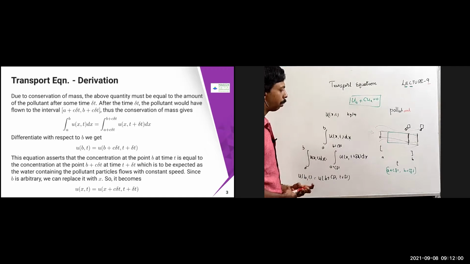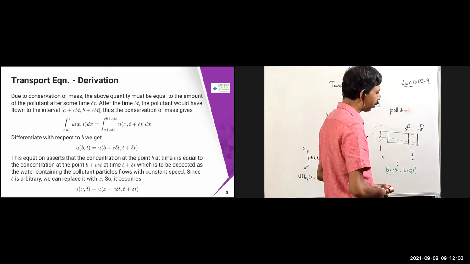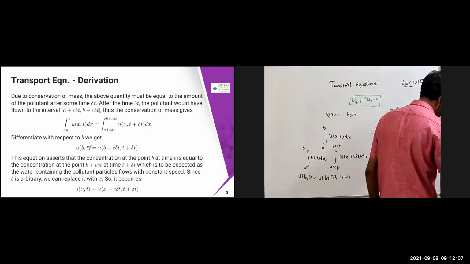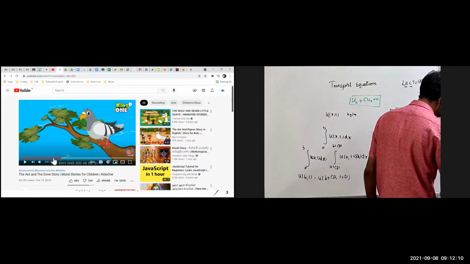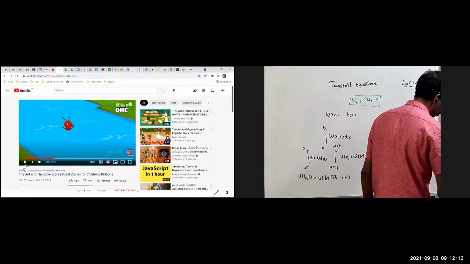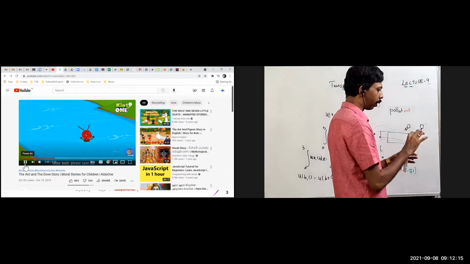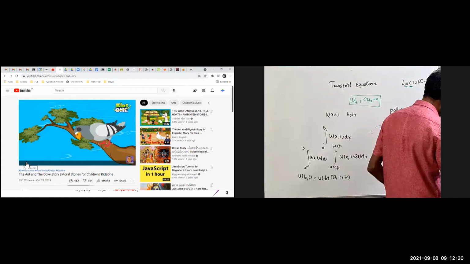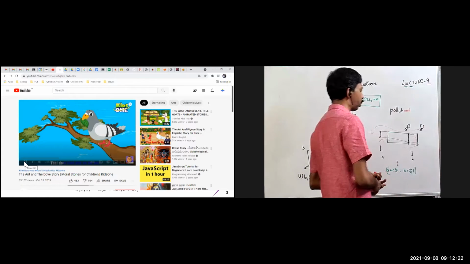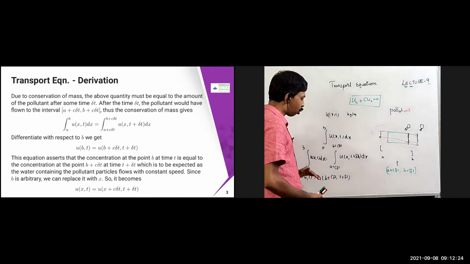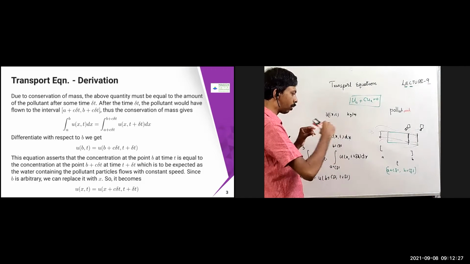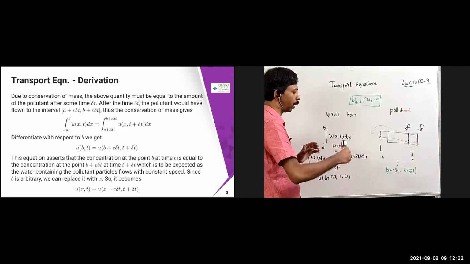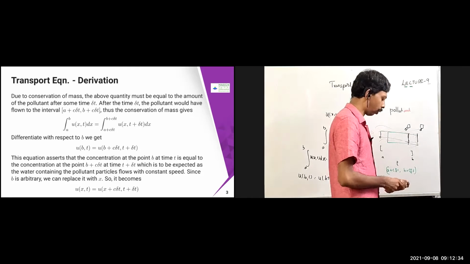This is expected, because as you have seen in this video, I will just show you again how it is happening. That ant is flowing. You can see that it is flowing. Consider the pollutant as the ant, which is going to move in that direction, so it is not going to change. The water containing the pollutant particle flows with constant speed. You can see the water flowing with the same velocity, and the ant is also going to move along. There are some assumptions which you are making.